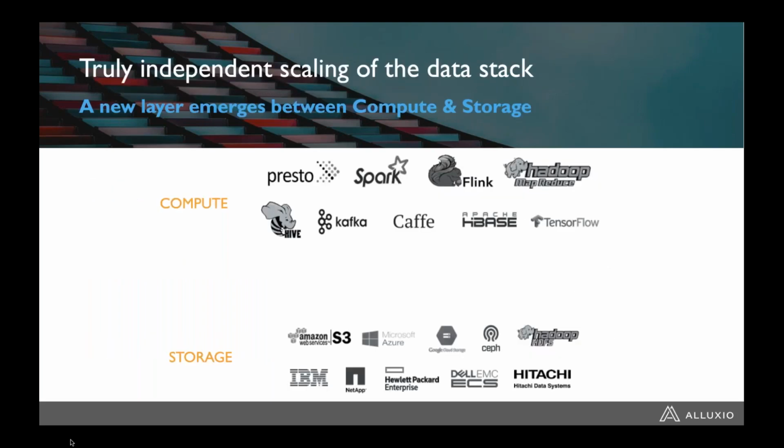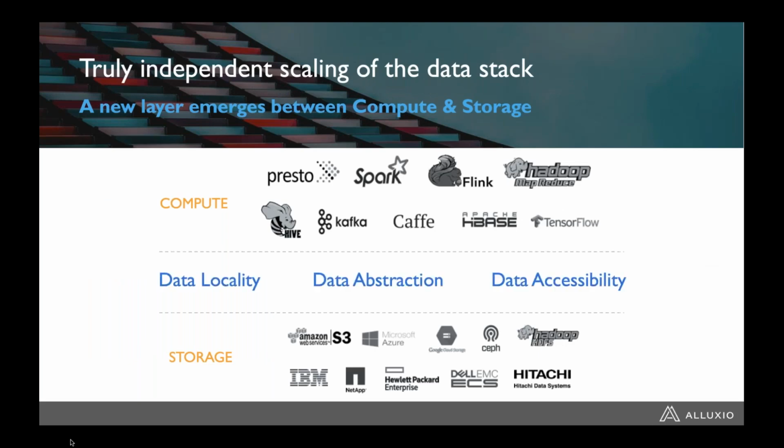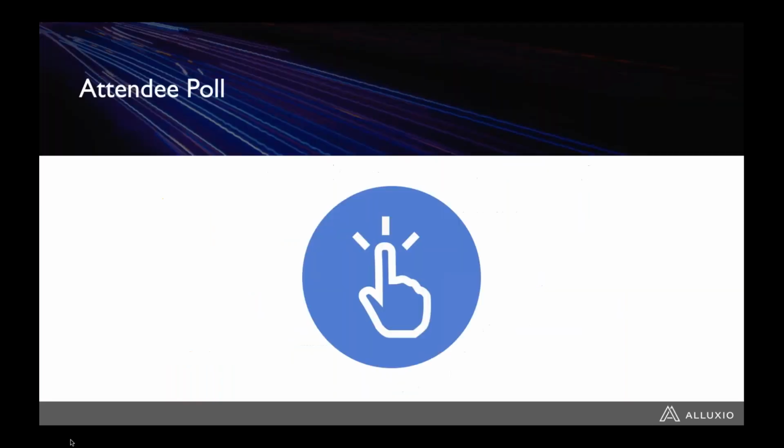So to enable truly independent scaling, we're starting to see the need for a new layer between compute and storage. So here is a layer where you need to address data locality, you need to address data abstraction, as well as make that data more accessible so that all these compute frameworks on the top can leverage the plethora of storage systems underneath the covers. And that's where Alluxio comes in.